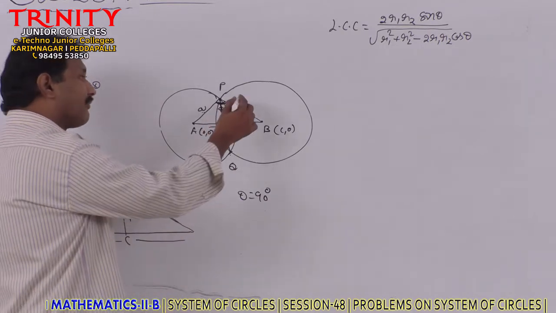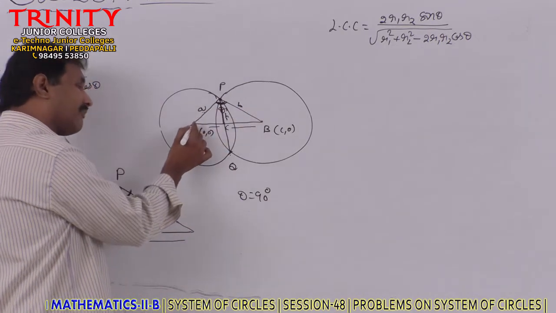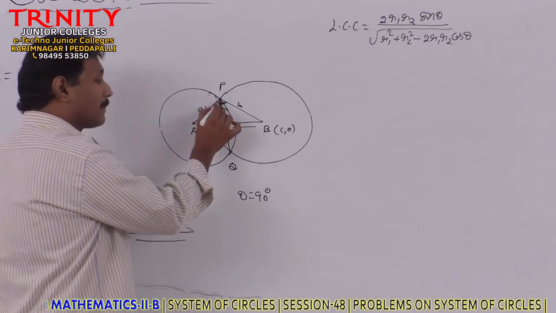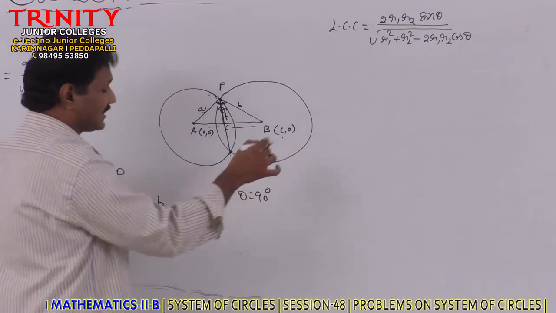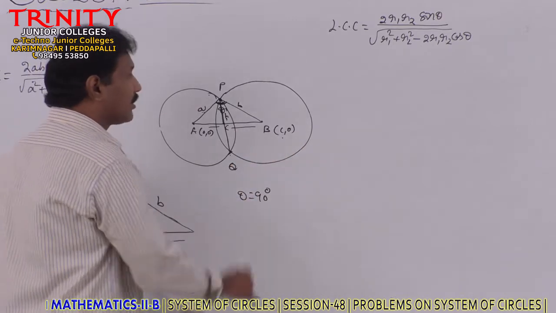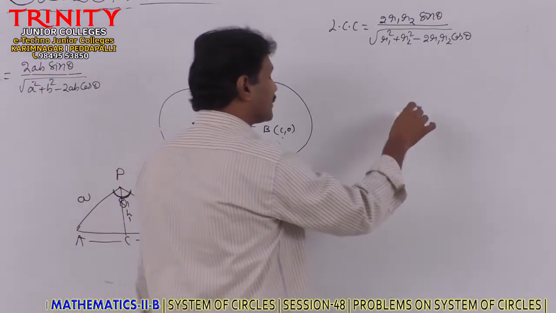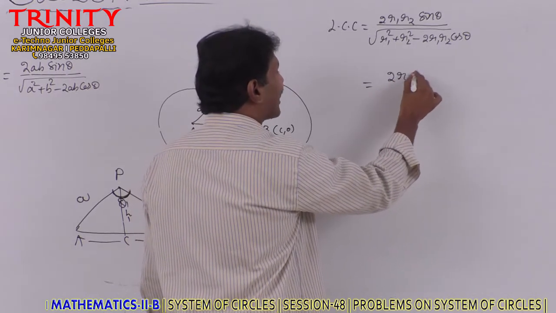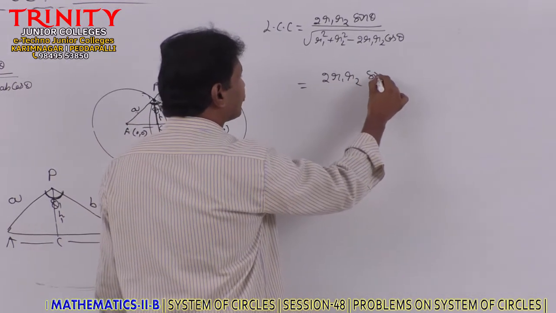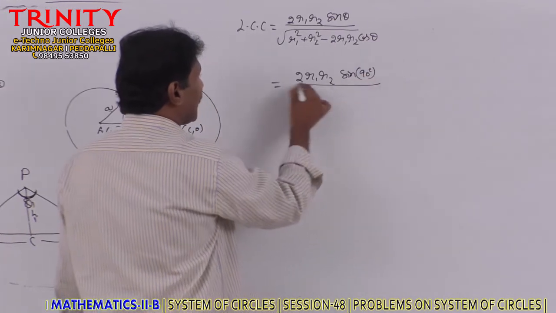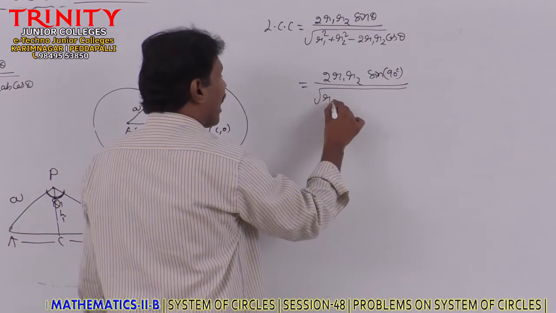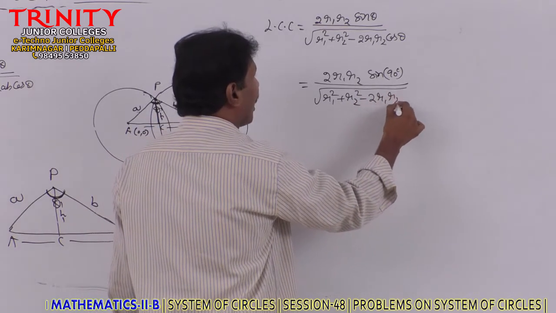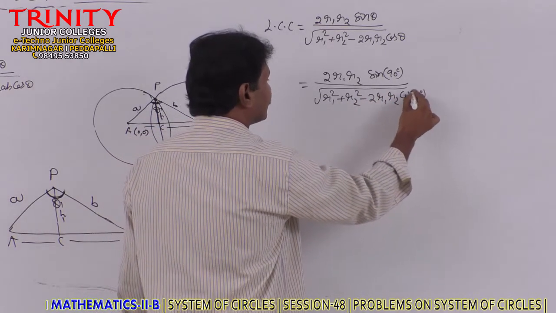The tangent of the second circle passes through the center of the first circle. The tangent of the first circle at the point of intersection P passes through the center of the second circle. Therefore, theta equal to 90 degrees, the property becomes: when the circles are orthogonal, the length of the chord becomes 2r1 r2 sin 90 by square root of r1 square plus r2 square minus 2r1 r2 cos 90.